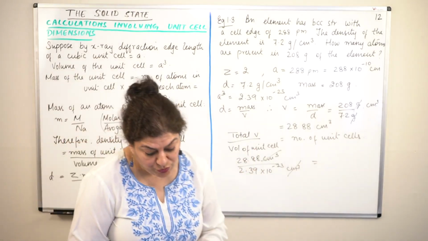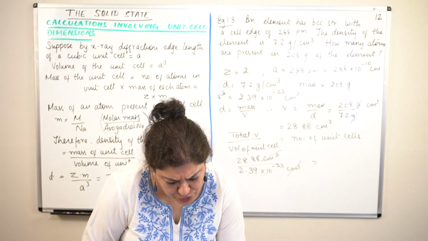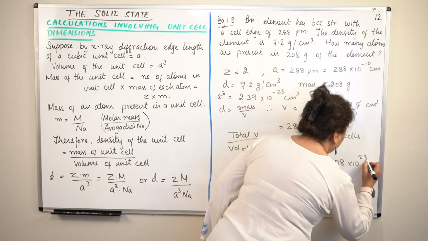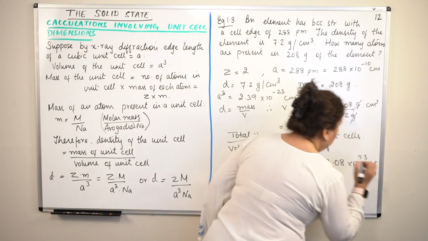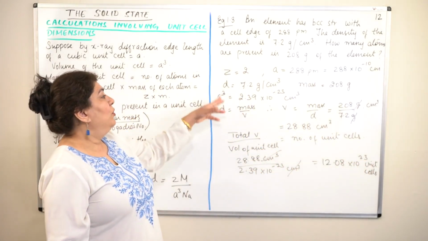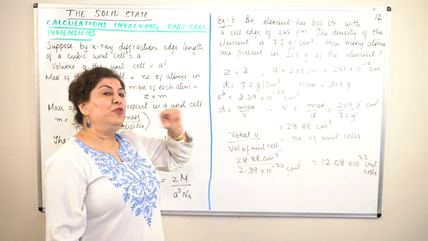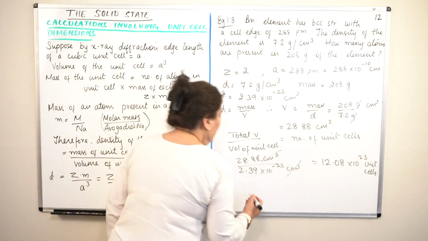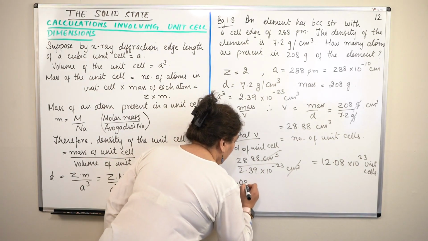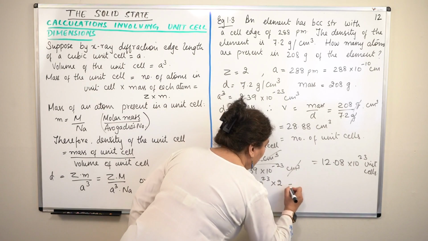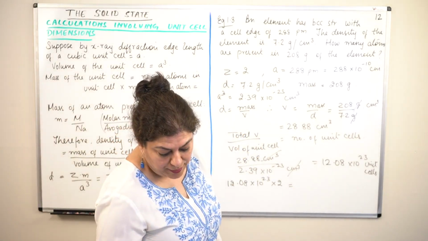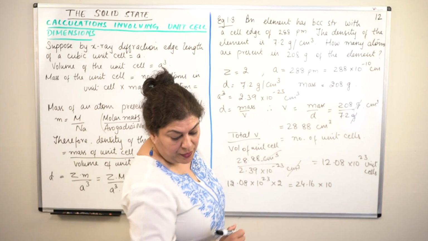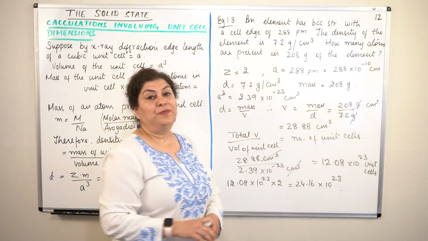From this, the number of unit cells, according to the book, would be equal to 12.08 into 10 to the power 23 unit cells. We know that in a body-centered cubic cell, in every unit cell there are two atoms. So all you have to do is multiply this 12.08 into 10 to the power 23 by 2, which will give you the number of atoms, and it will come out to be the same. That is 24.16 into 10 to the power 23 atoms of the substance.